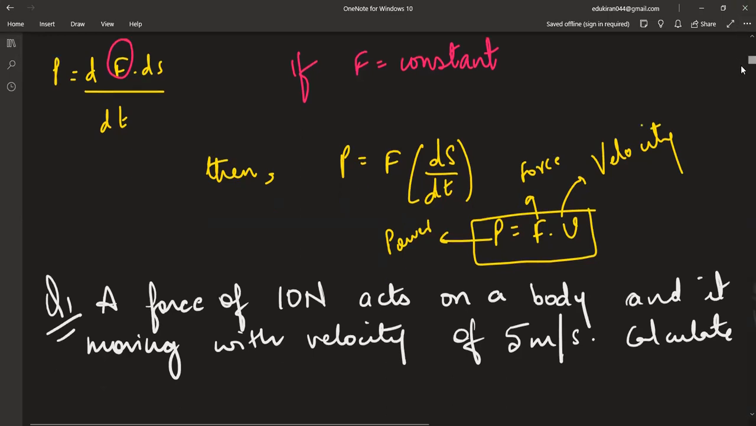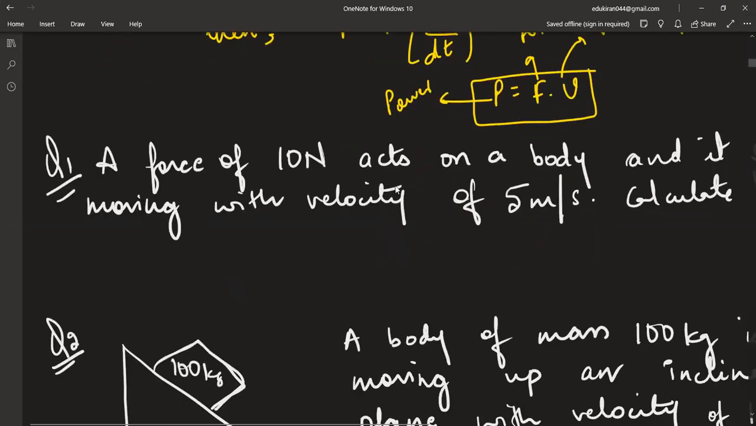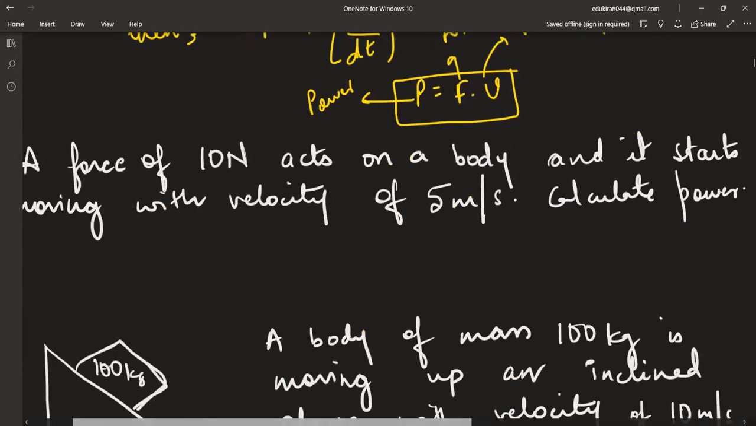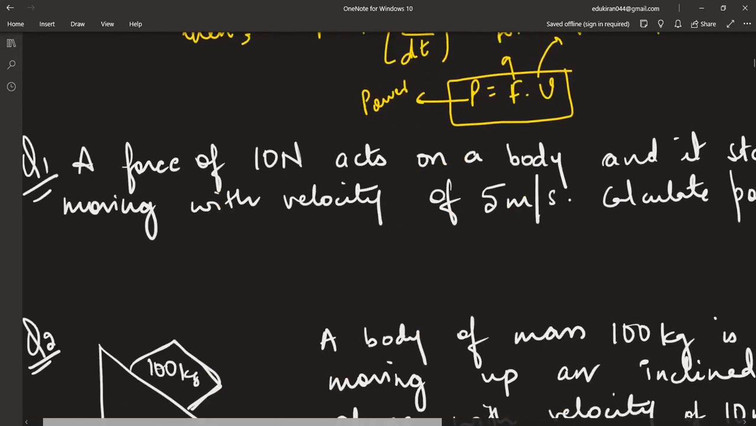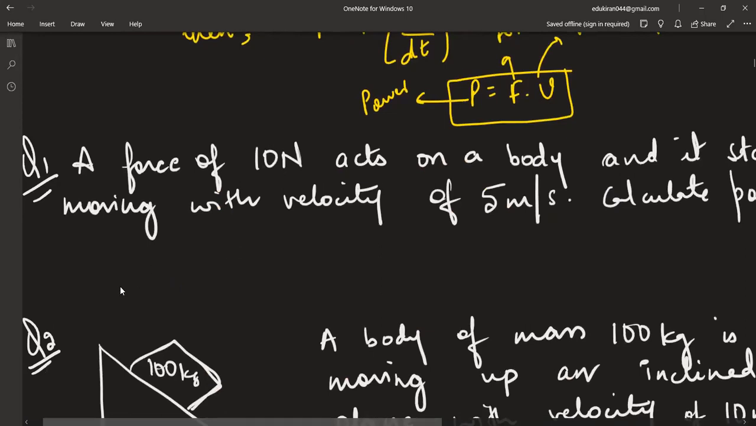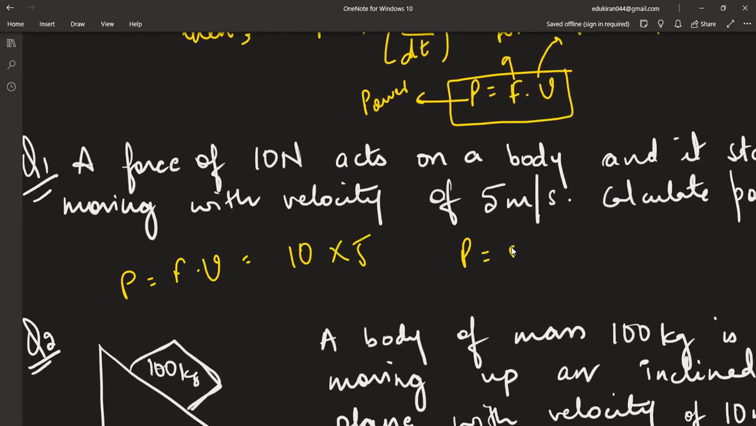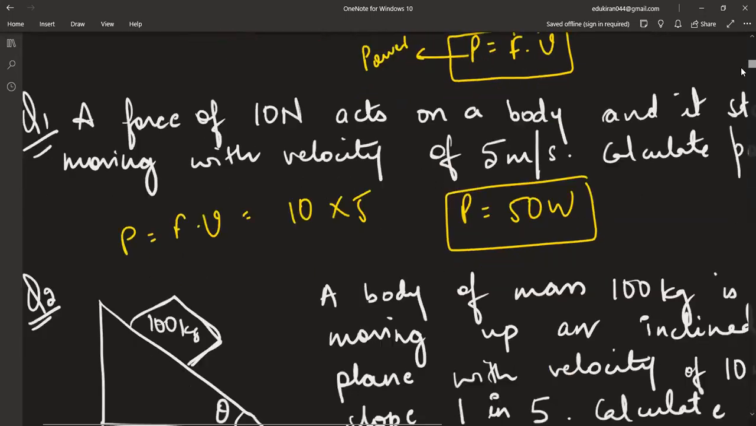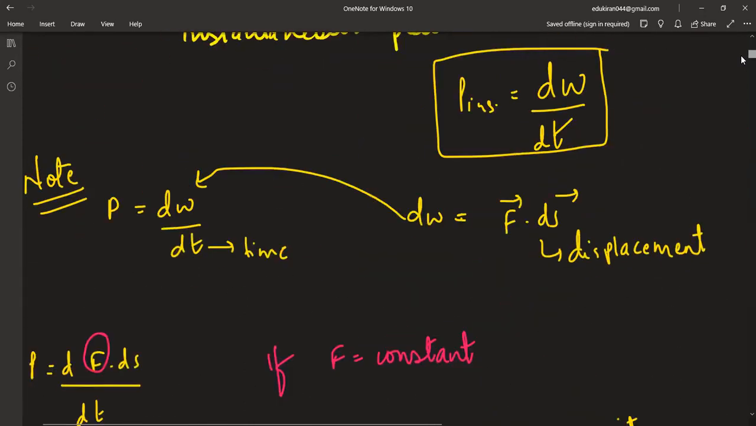One more question we'll see. See, it says that a force of 10 Newton acts on a body and it starts moving with a velocity of 5 meters per second. Calculate the power. So power is equal to F dot v. Force is 10, velocity is 5. So power is 50 watt. This is a formula based question. Write it down and just one more question we'll see from this topic.